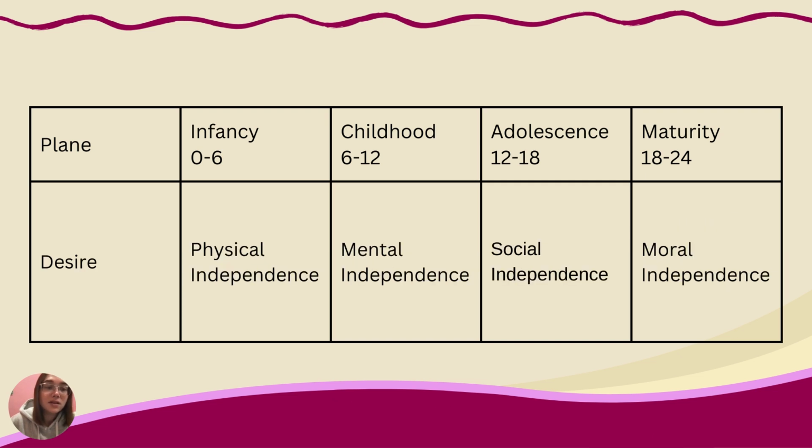And the desire is the physical independence for the infancy, childhood is mental independence. Again, that why. Adolescence is social independence. They start to care a lot about how they look, how they fit in, what they're doing, and why they are here. And the maturity is, how can I take what I have learned and use it for the rest of my life to help others?